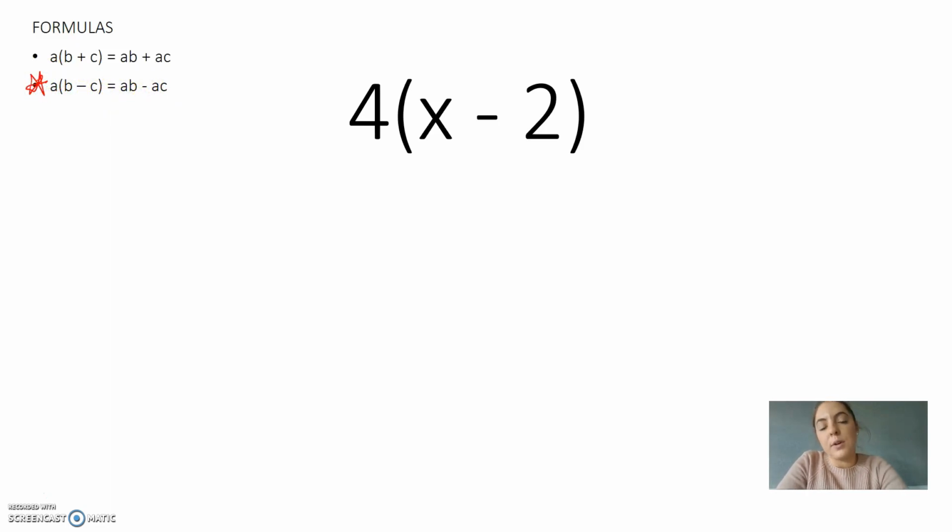The second thing that I'm going to do now is actually label my expression. So I'm going to put these letters on top. So the 4 is an A, the X is a B, and the -2 is a C. Remembering that how we're going to simplify that really quickly is AB minus AC.